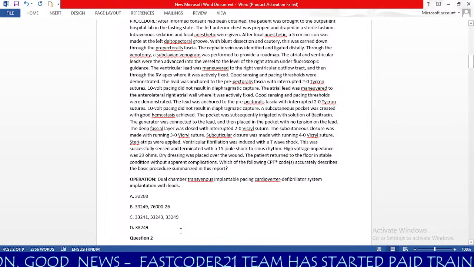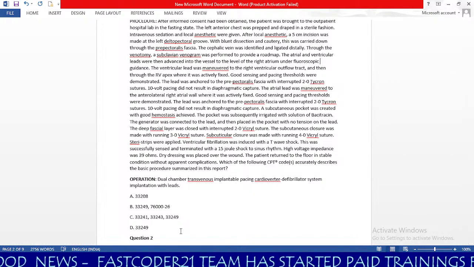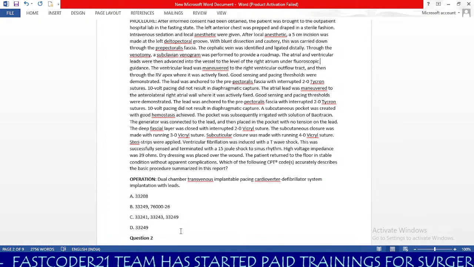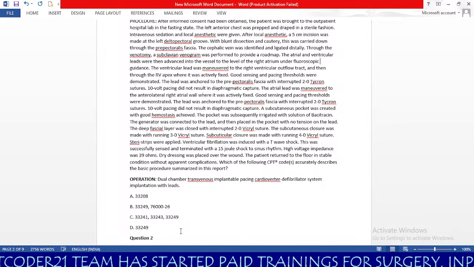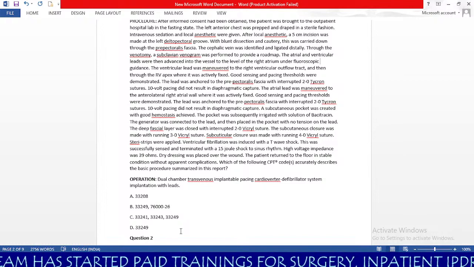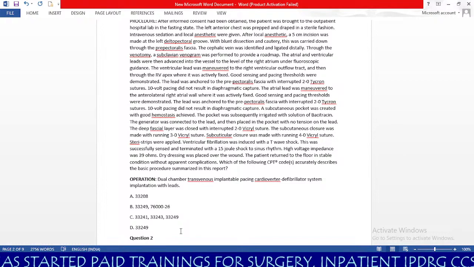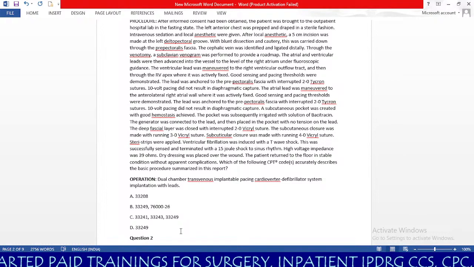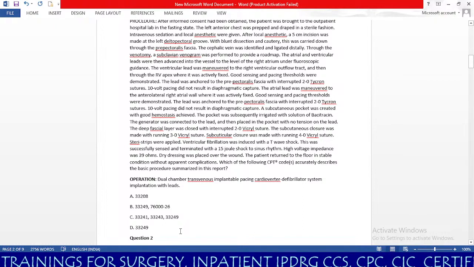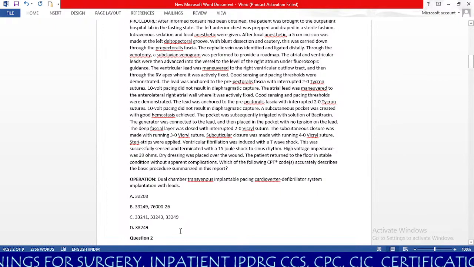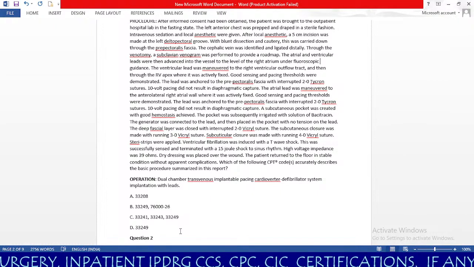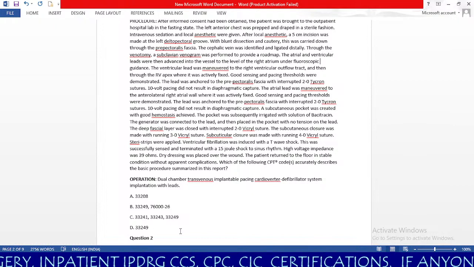What is 33249? 33249 is for insertion or replacement of permanent implantable defibrillator system with transvenous leads, single or dual chamber. So our answer is D, 33249. Whenever you code, you just need to check the keywords, and as soon as you get the keywords, you don't need to read every operative procedure, you can directly code. I hope most of the people wrote the correct answer.